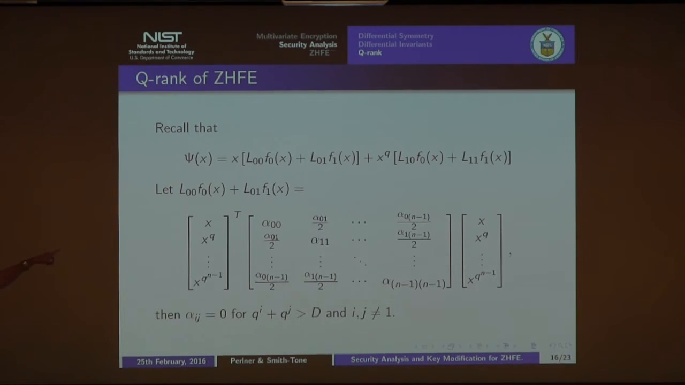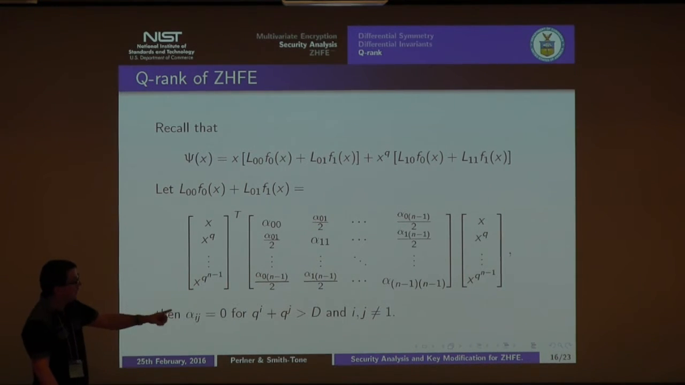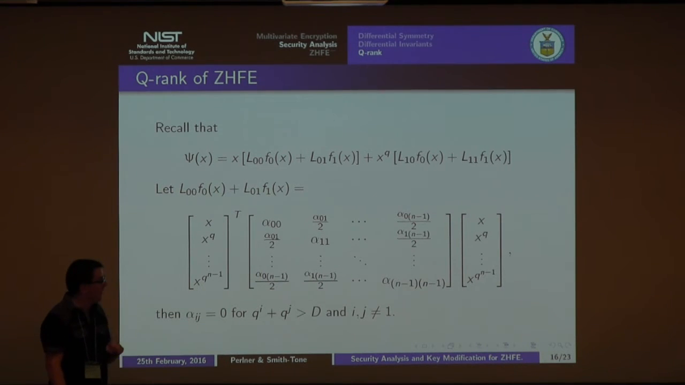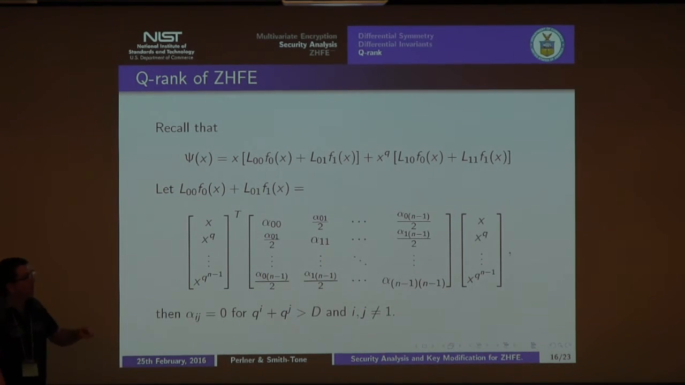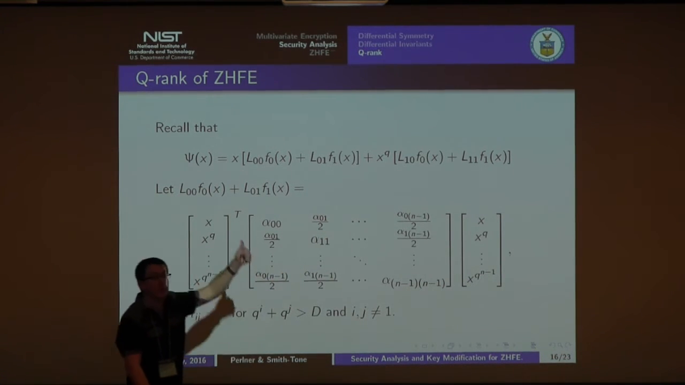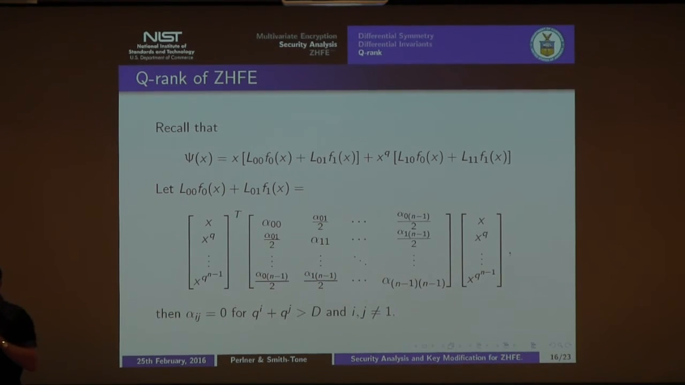So in particular, let's just focus on one of these terms, L00 F0, L01 F1. If we write it as a quadratic form in this way, we derive that alpha_{ij} has to equal 0 whenever i and j are not 1, and the sum q^i plus q^j is greater than d. Why? If we have a term such that q^i plus q^j is greater than d, and i and j is not 1, we can't cancel out a product x times that term with anything on the other side, and we would have high degree terms inside. So they must not exist. Those coefficients must be 0.